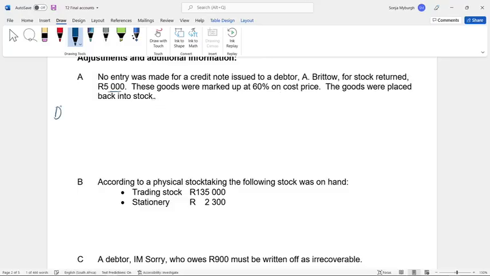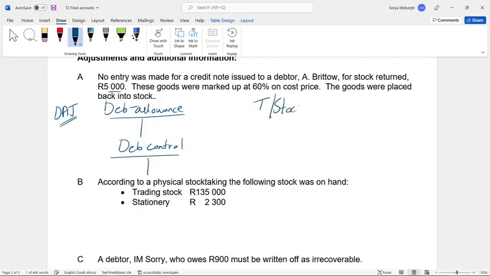Now this is obviously the debtors allowance journal. In the debtors allowance journal, we debit debtors allowance, and credit debtors control account. Then we have the trading stock account, and we have cost of sales because the stock was placed back into stock.